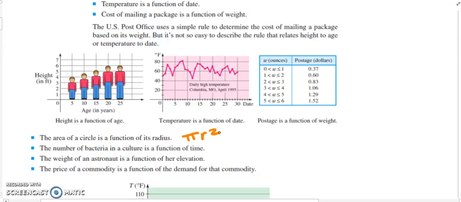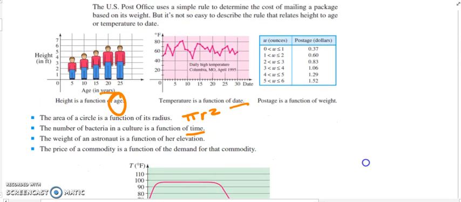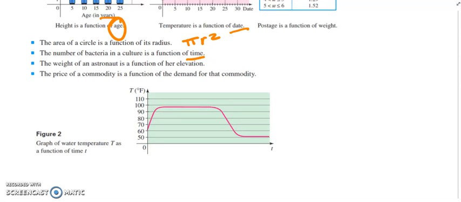The number of bacteria in a culture is a function of time. So the more time you have, the more those grow, et cetera. A lot of them will be dependent on time. So whether that's time and age, years, or date or time, things that are affected by time are normally functions. So here you have a graph as well as these right up here. Water temperature as a function of time, and you can see it kind of goes up, levels off, goes down.